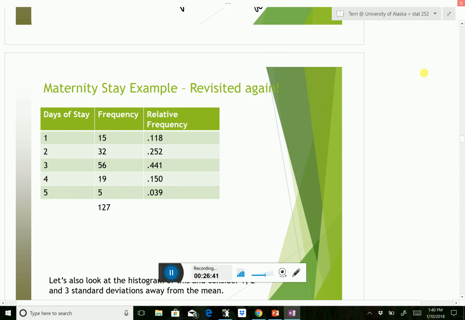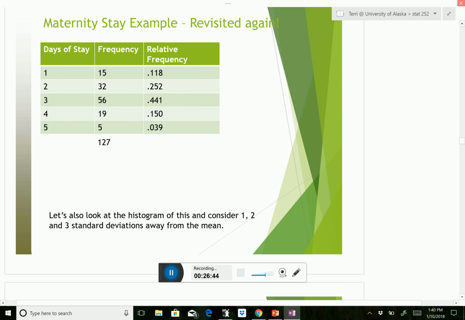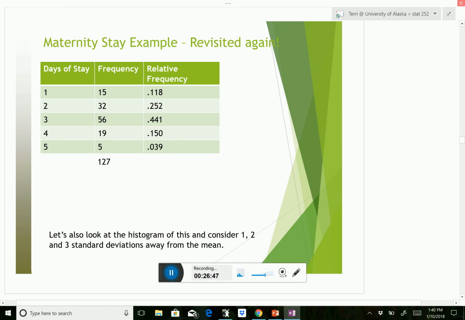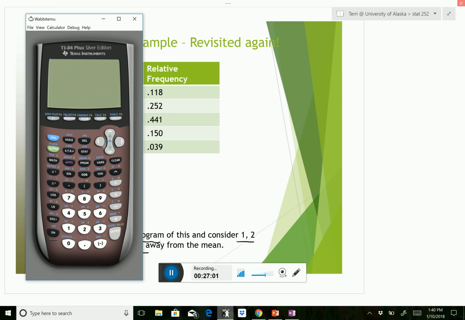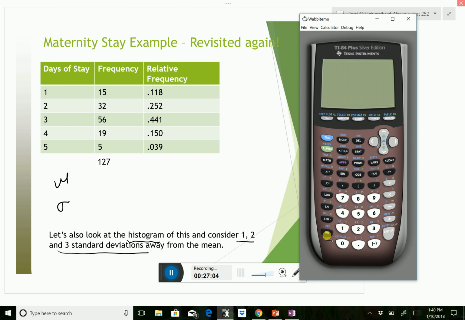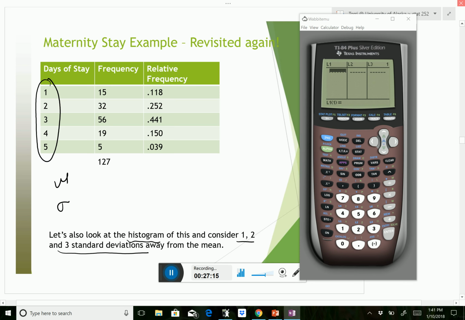So let's look at this maternity stay example, and we're going to do a lot of things to it. We're actually going to find the mean again, and we're going to find the standard deviation. Then we're going to look at the histogram and 1, 2, and 3 standard deviations away from it. So let's go to our calculator. Now, step 1, we want to open our lists. So go to Stat, Edit. In list 1, I'm going to put all the possibilities of x. So the days of stay: 1, 2, 3, 4, 5.